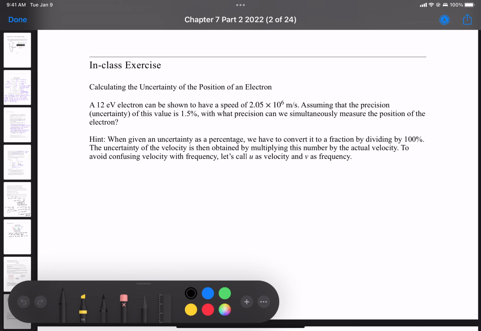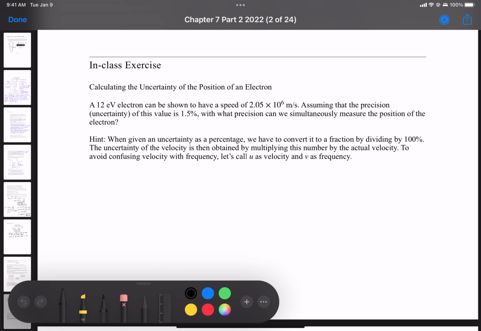Remember, in quantum mechanics, when we have a particle that's really small, we cannot know both quantities at once, unlike a really big object like a rock or a truck. For the small particle, that's not possible. So I gave us a hint here. When given an uncertainty as a percentage, we have to convert it to a fraction by dividing by 100%. The uncertainty of the velocity we then obtain by multiplying this number by the actual velocity.